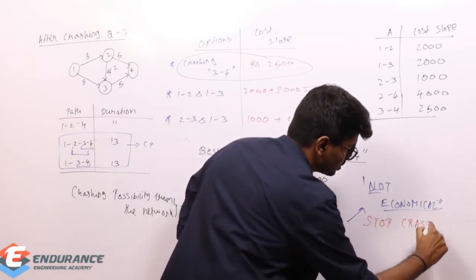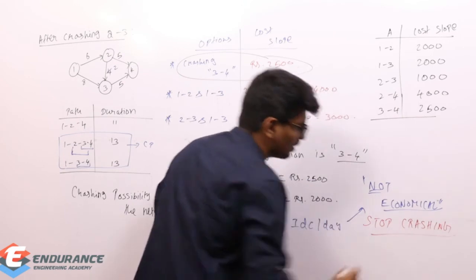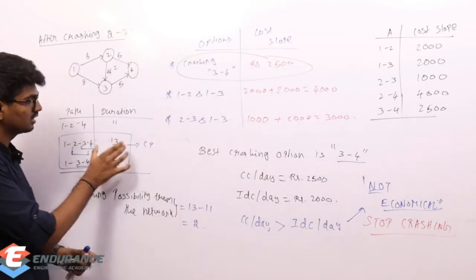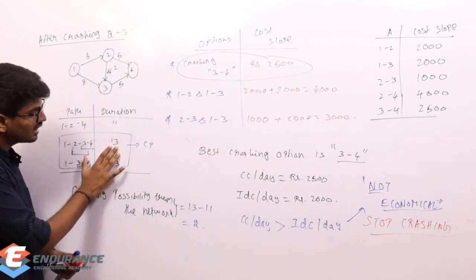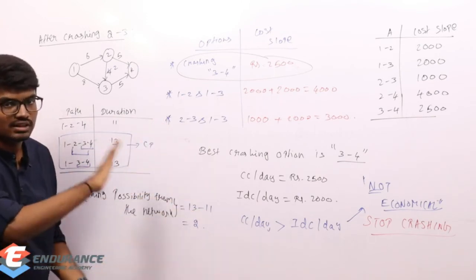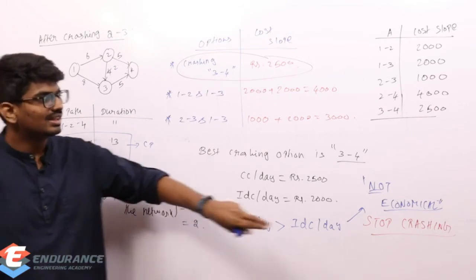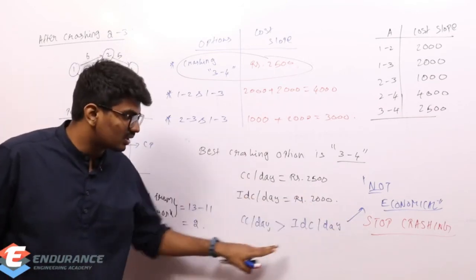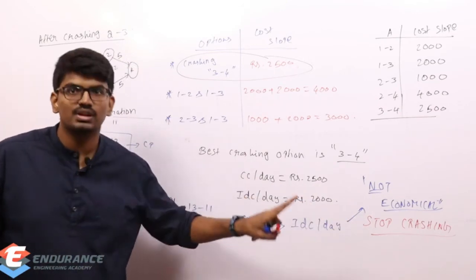So you have to stop the crashing, and further you should not do. Okay, so this one, that is 13, is going to be our project duration. Further crashing from 13 to 11 should not happen. If it happens, then it's going to be non-economical. Why? Because crashing cost per day is greater than indirect cost per day.